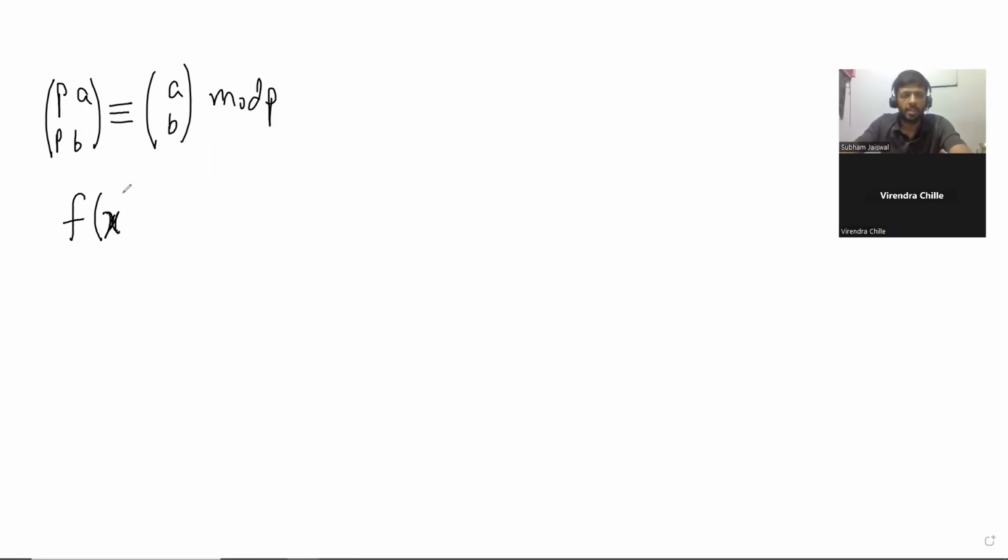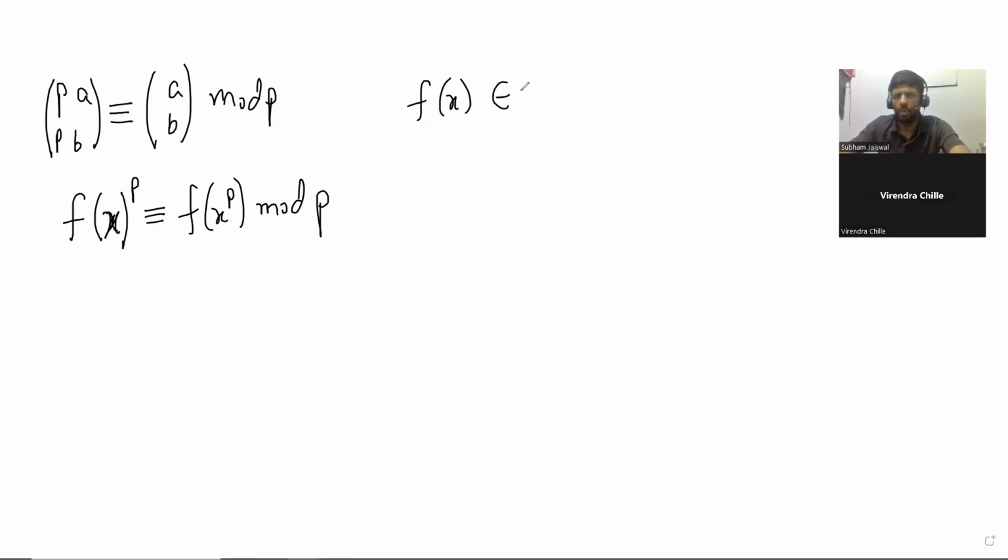take a polynomial f(x), and if you raise this to the power p, then this will be congruent to this mod p, meaning that the coefficients, this will come from the 2 exercises which you have done. So first of all, let me tell you that the coefficients of this are in F_p.